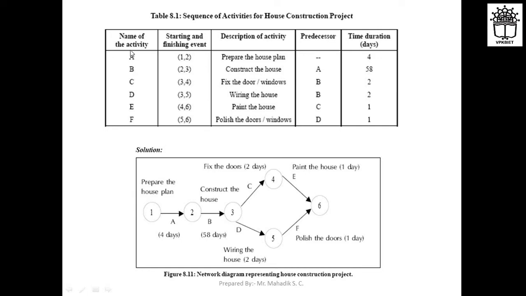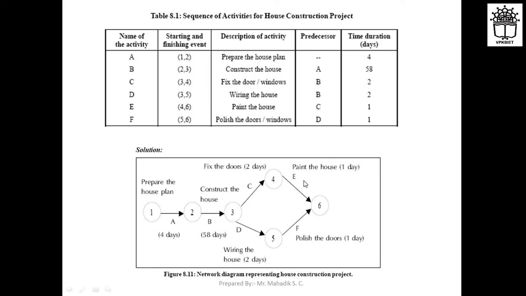For activity A, there is no preceding activity, that means before event 1 there is no event. But for activity B, there will be a predecessor, that is activity A. So for B, A will be the predecessor. Then 3 to 4 and 3 to 5 are events, namely activities C and D. For activity C, B will be the predecessing activity, and for activity D, B will be the predecessing activity.